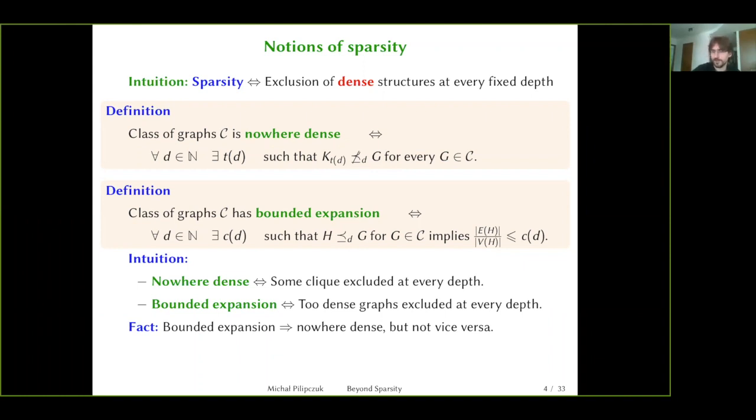There are classes that are nowhere dense but do not have bounded expansion, but we only know sort of artificial examples of such classes. And therefore, most of the stuff that holds for bounded expansion classes also in some sense holds for nowhere dense classes.